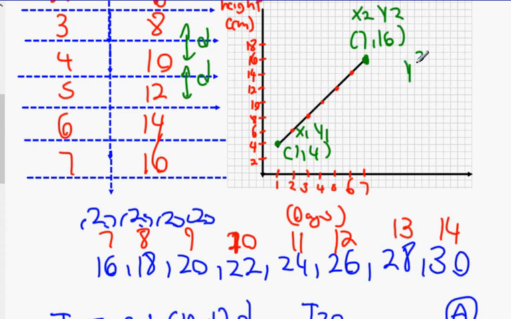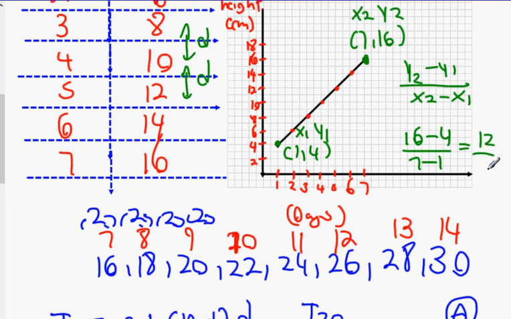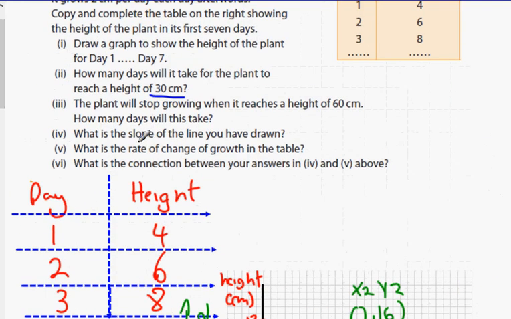Let's find this out. Slope is Y2 minus Y1 over X2 minus X1. Y2 should be on the top here. Okay, so let's figure this out. 16 minus 4 divided by 7 minus 1. That is 12 over 6. Is 12 over 6 2? So the slope always equals how much you're changing by. So yes, it does.